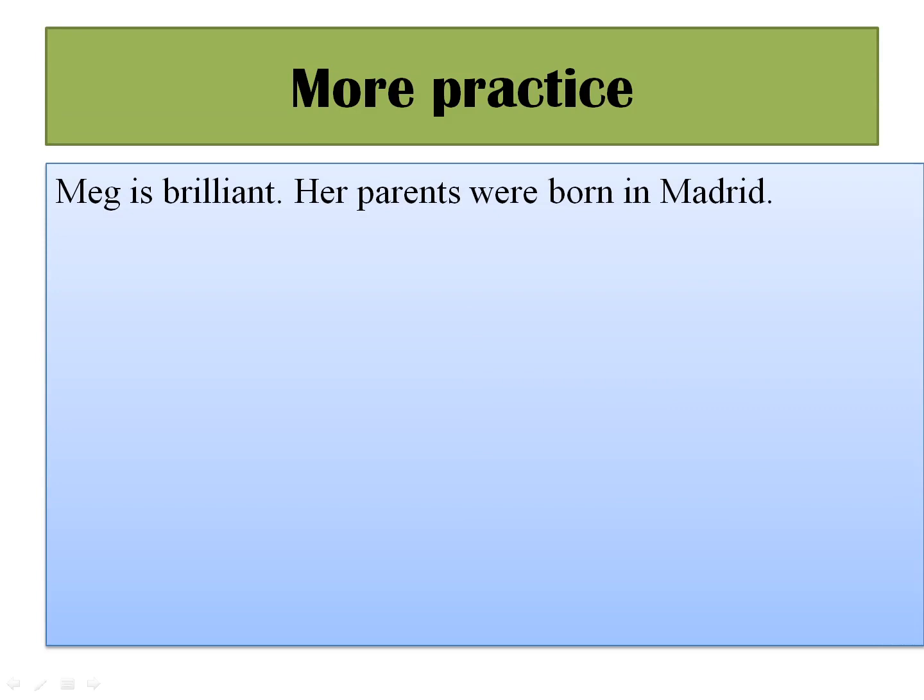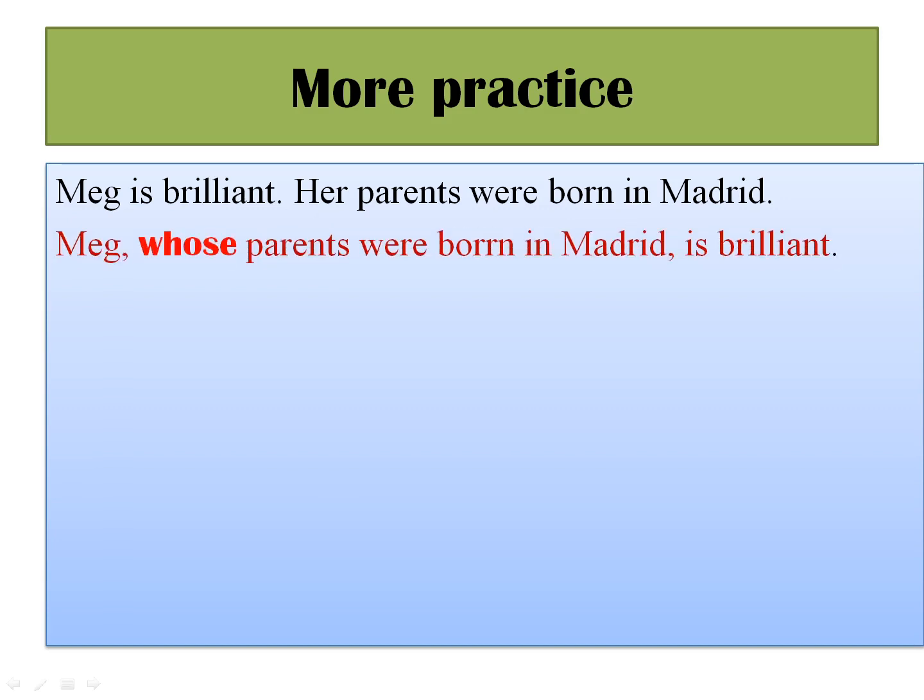Meg is brilliant. Her parents were born in Madrid. So let's join or combine these two sentences into one. So here, pay attention, we have her, Meg, and we have here her. It's a possessive pronoun, okay? Which means I need to use whose. Great. So the sentence is going to be like this. Meg, whose parents were born in Madrid, is brilliant.